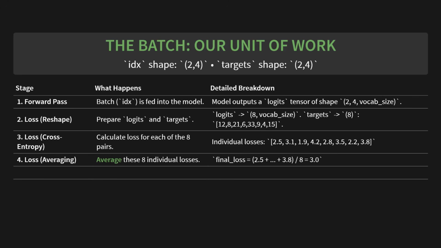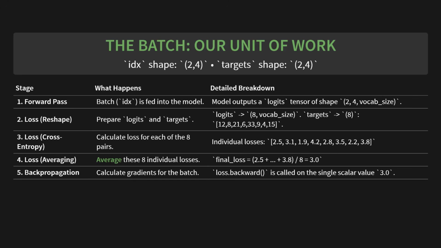Now, stage 4, the most important one, averaging. We average these 8 individual losses. So we do 2.5 plus 3.1 and so on, divided by 8. And let's say our final loss is 3.0. That is our single scalar loss value. Stage 5, backpropagation. We call loss.backward on that single scalar value, 3.0. PyTorch then calculates the gradients for every single weight in the model based on that average loss.